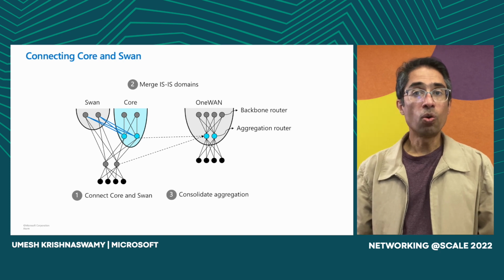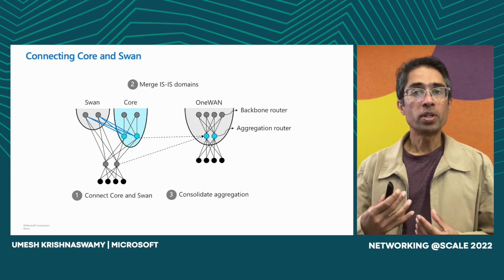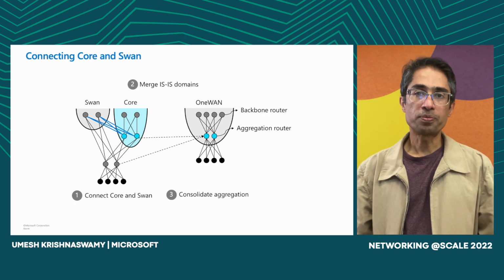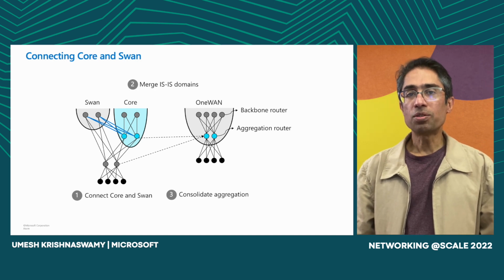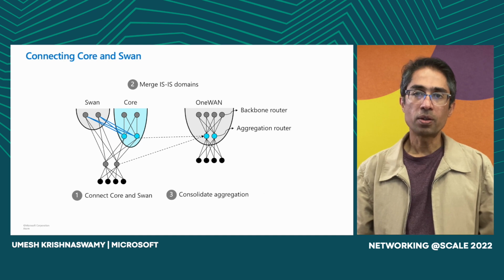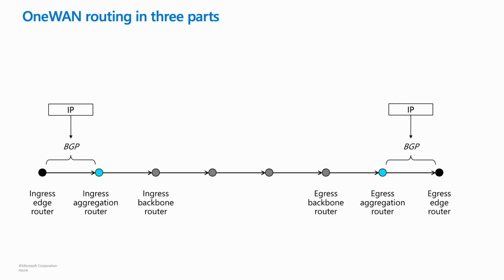Swan and core backbone routers are what we call small TCAM routers. They can hold some routes, but not the full internet routing table. This is a common practice used in networks to make them more efficient. Now, I would like to highlight 3 aspects of OneWAN's design. OneWAN routing occurs in 3 parts.